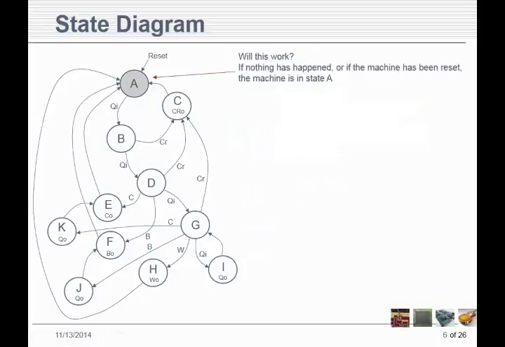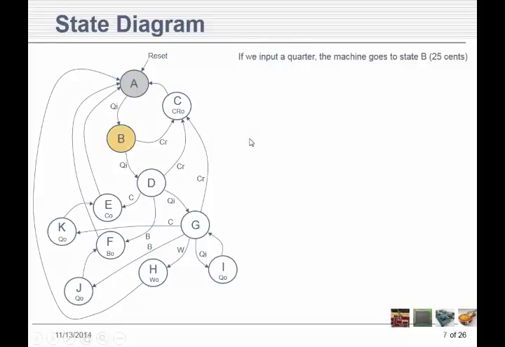So my first state, I'm asking, will this actual state machine diagram, this state diagram, work? If nothing's happened, we stay in A. That part will work. Here, if we put a quarter in, then we go to state B that has a quarter, but we can't get anything yet.